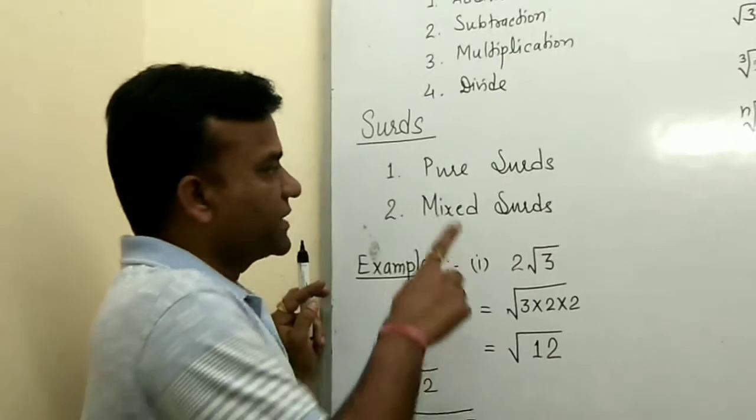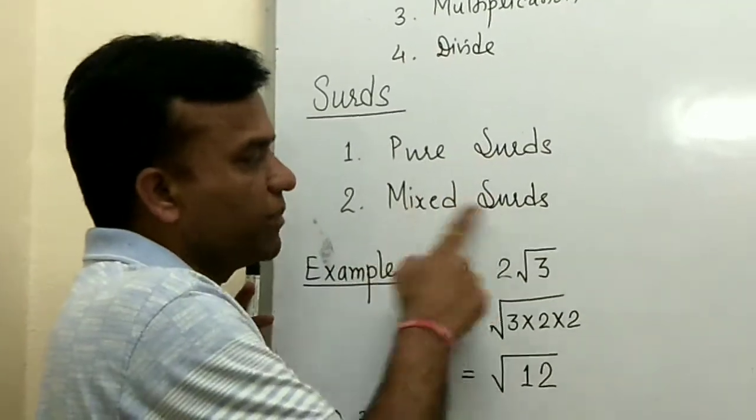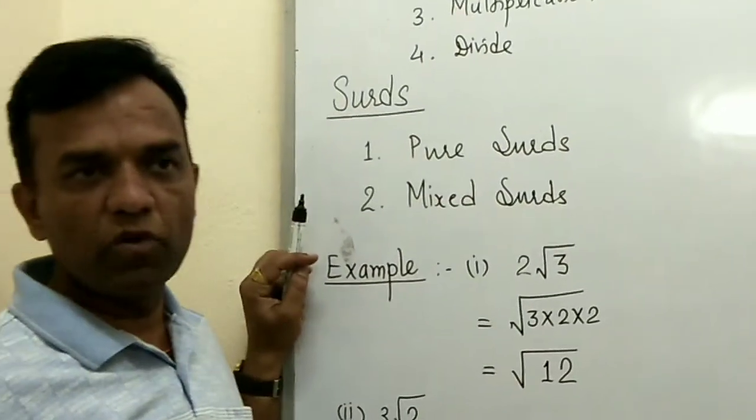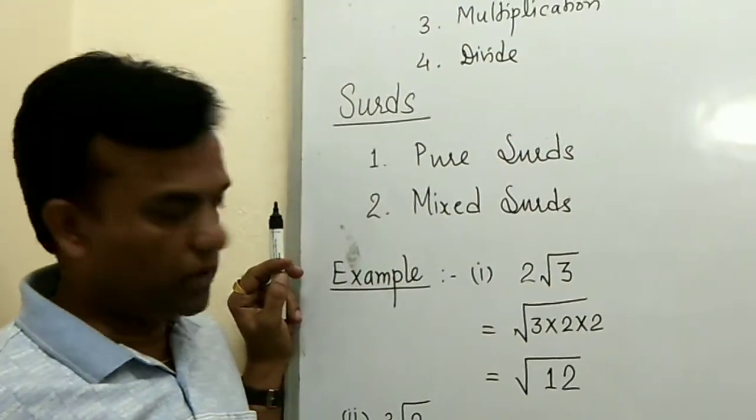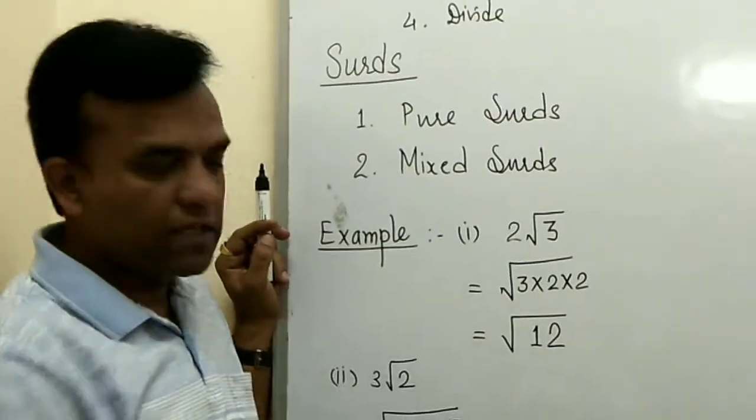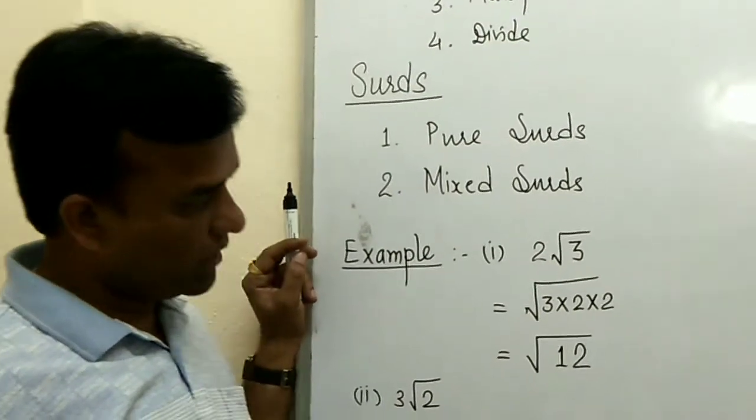So there are two basic terms we discuss here: pure surds and mixed surds. What do you mean by pure surds and what do you mean by mixed surds? Then we go on to the operations. First we explain the pure surds and mixed surds, then we go on.